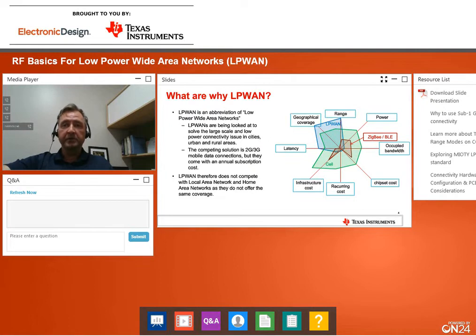Of course, there are cellular technologies, which is the green one, which covers most of these types of technologies. But the cellular technology, of course, comes with a monthly subscription fee, and this is one of the key differences between LPWAN and cellular technologies. And then, of course, there are other wireless technologies like Zigbee and BLE, and these are known as home area networks and not really in consideration for this talk here.